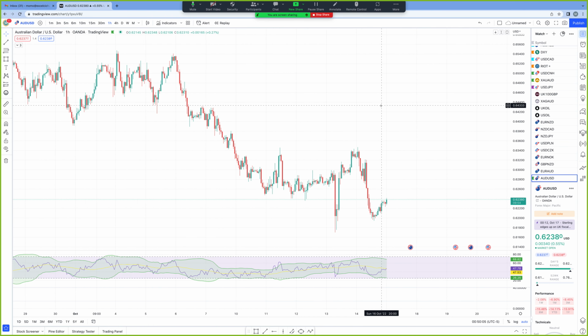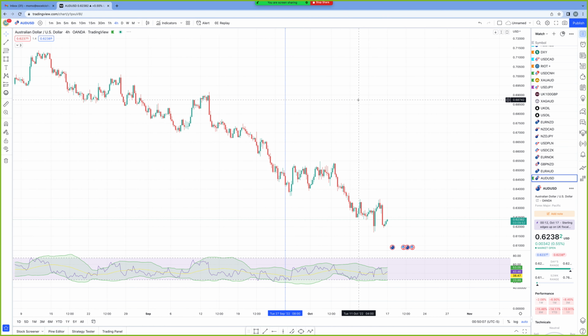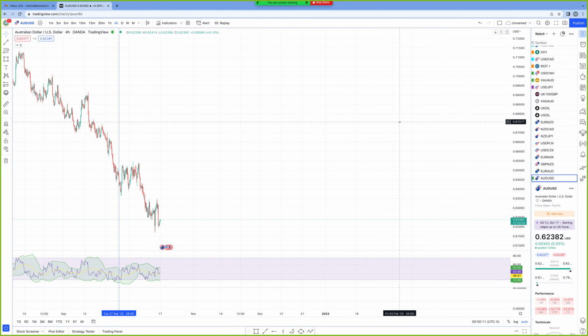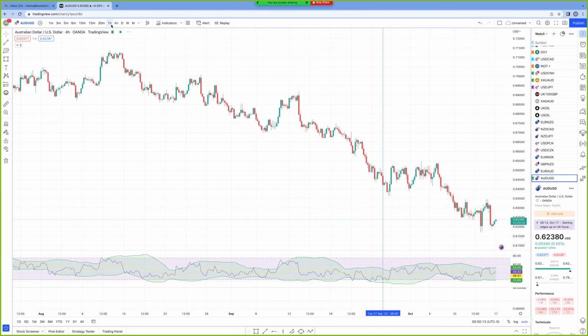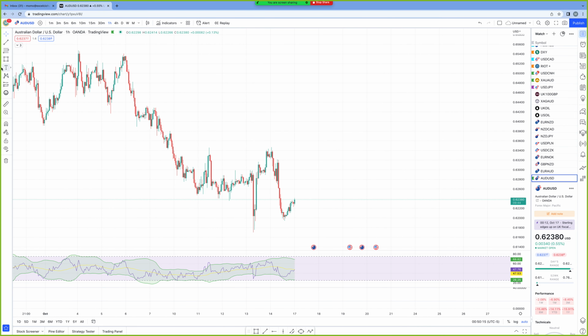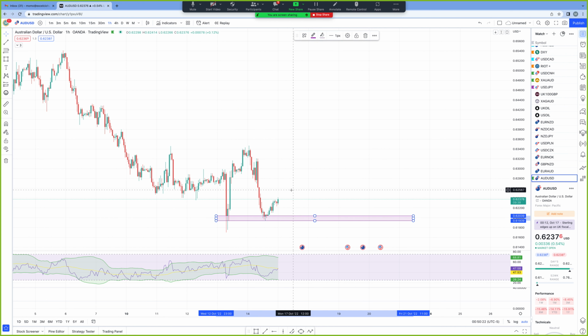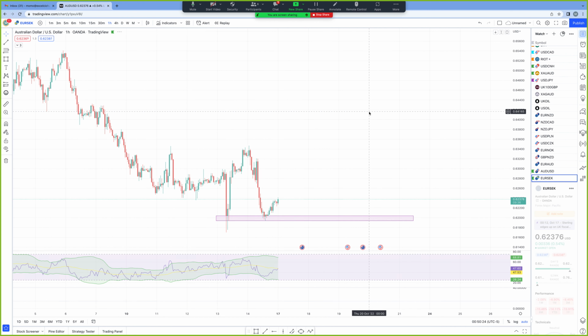AUD USD, I'm guessing it's a long downtrend. Yep, USD has been pretty strong recently, so we will mark up this zone and we'll ignore these weird wicks. Just mark up that zone, wait for break and retest here to go short.